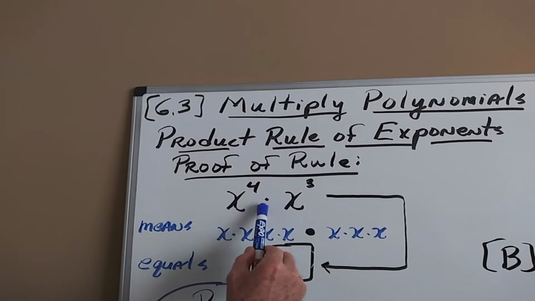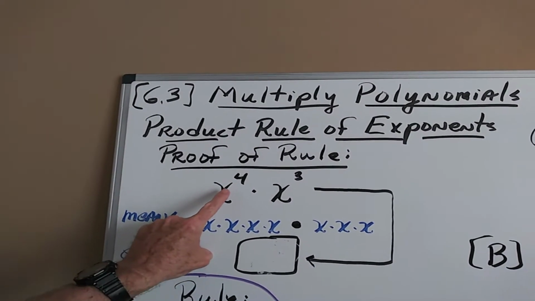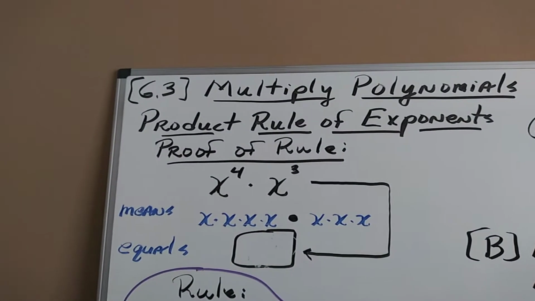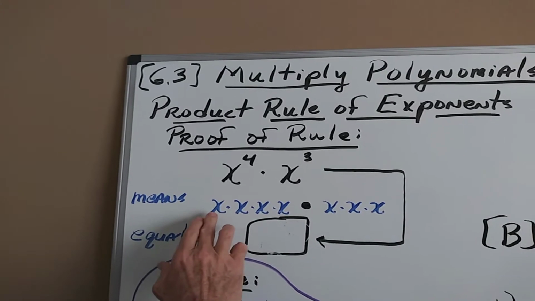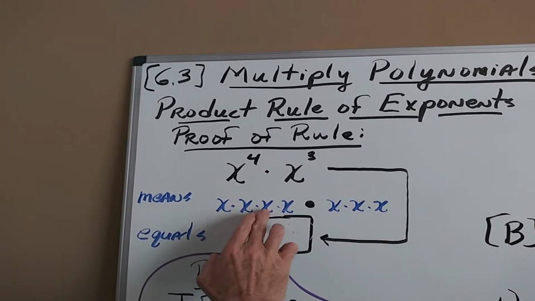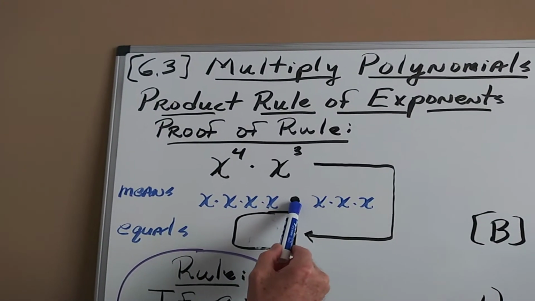X to the fourth times x to the third. We're going to begin off by writing out the meaning of x to the fourth. The 4 indicates that the base of x is going to be repeated 4 times. So I'm repeating that x 4 times. X times x times x times x. And then I'm going to bring down that major multiplication sign.